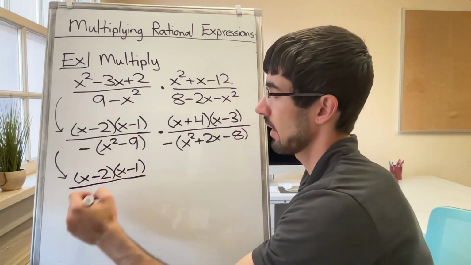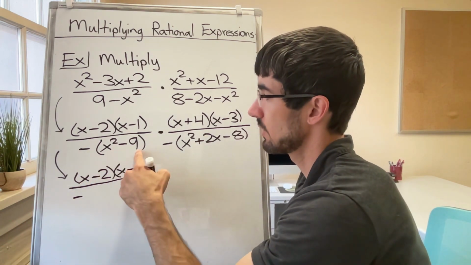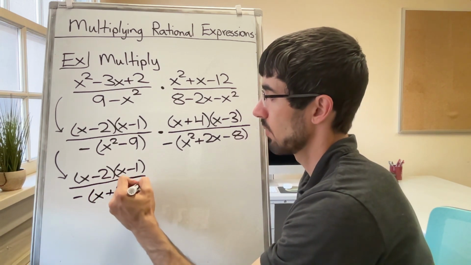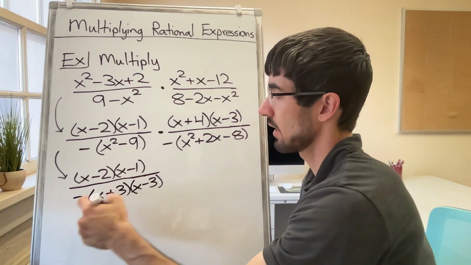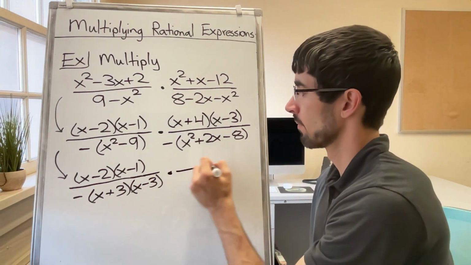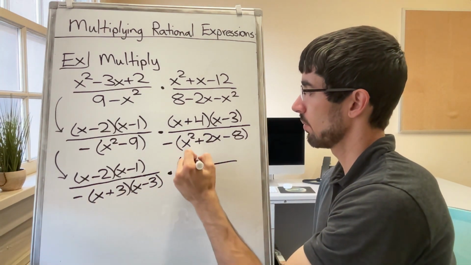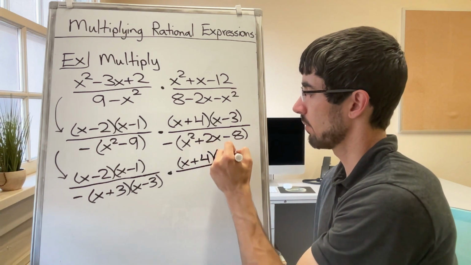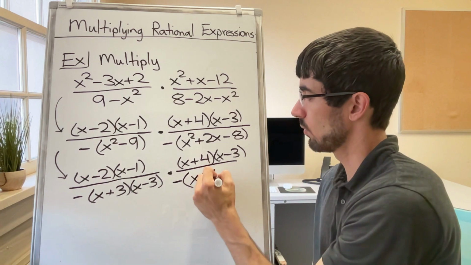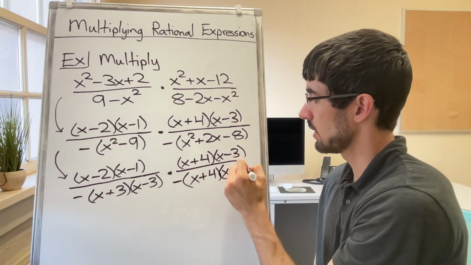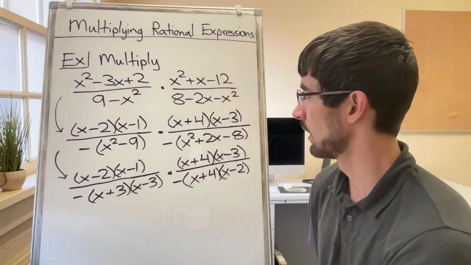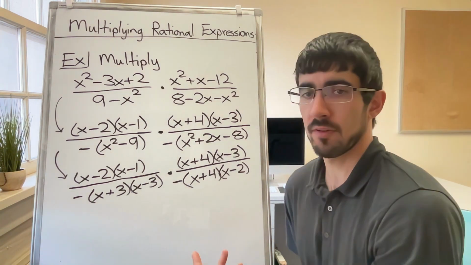So the negative of x squared minus 9, this is the difference of squares. So I have x plus 3, x minus 3, and notice the negative sign is still there. That's like multiplying this by negative 1. Here I have x plus 4 times x minus 3, and in this denominator I have x plus 4 times x minus 2. There's also a negative sign out in front here. All right, so now we've factored everything.